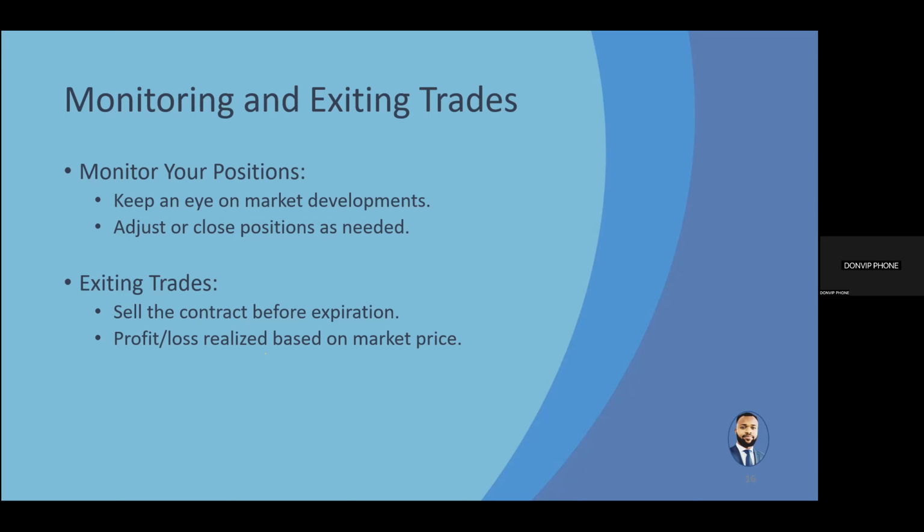So, exiting trade: sell the contract before expiration. Always sell the contract before expiration. That means if you're trading for long, maybe one year, make sure you look at this. I look at the expiration of a contract before we trade. If I tell us to trade IMS or maybe BAKE, I'll look at the contract expiring. Okay, this coin will expire six months from now, so let's trade from now. Or we shouldn't even enter the trade because it's closer to the expiring date. All those things are very, very important. So profit and loss is realized based on market price.